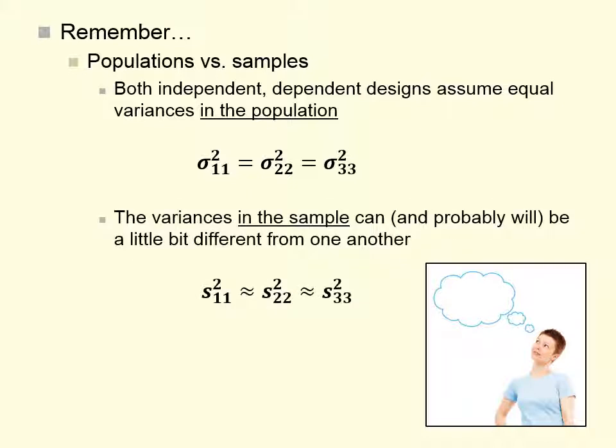Now we know that in the sample, the variances can and probably will be a little bit different from each other. So we don't absolutely have to see equal variances in our samples, but we'd like to see variances which are fairly similar. So just a quick reminder there. We say equality of variance or homogeneity of variance. In the samples, we're hoping that they'll be similar. We wouldn't expect that they would be exactly the same. Okay, but again, why is this so important to think about?